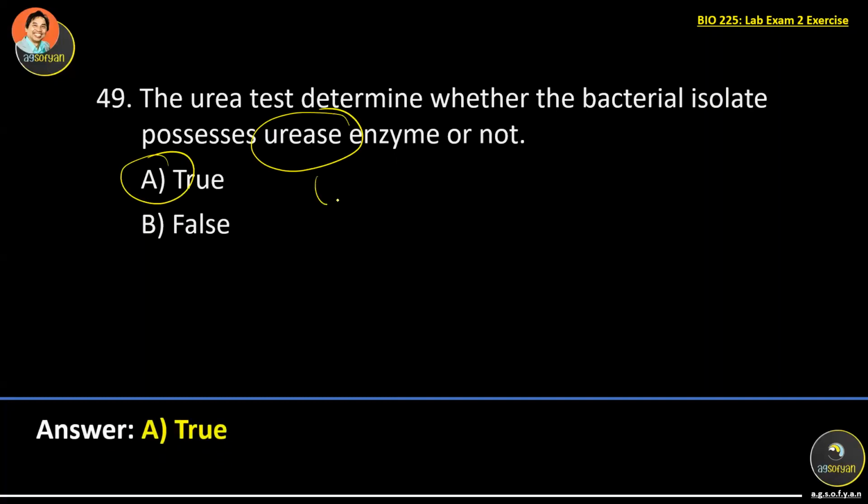It's testing whether bacteria have urease enzyme or not. So this urease enzyme will catalyze the reaction of urea into ammonia. Okay, here. So the enzyme is called urease. Okay, so the product will be mainly ammonia.